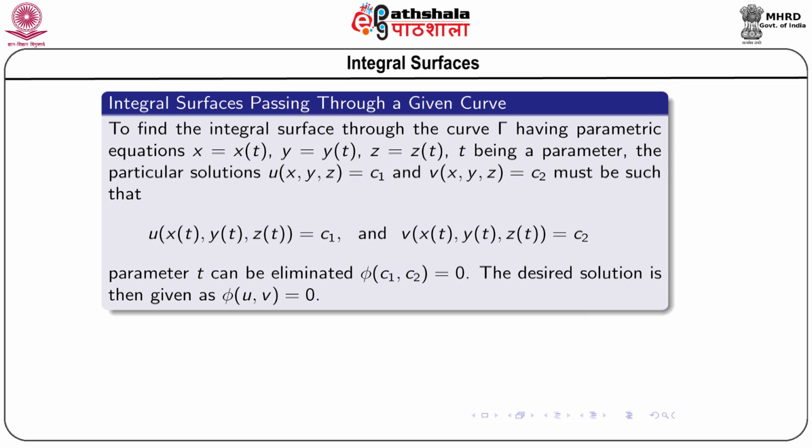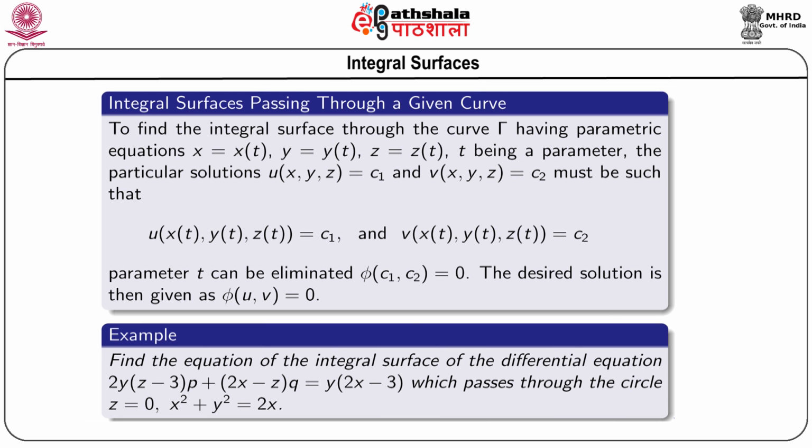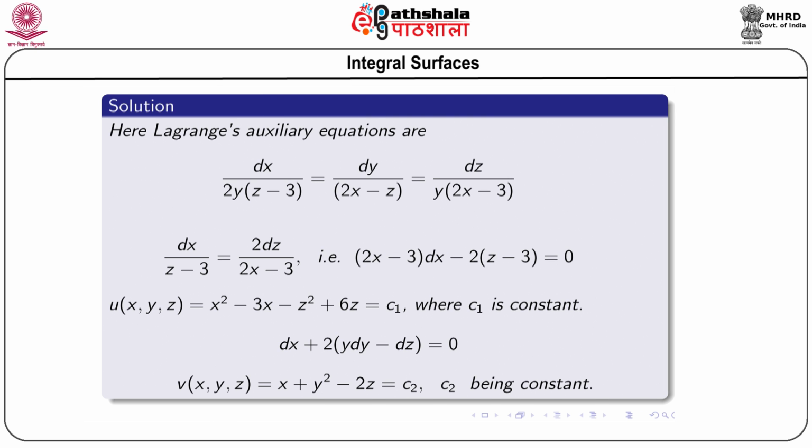Now, I shall illustrate this idea taking one example. Suppose we want to find the integral surface of the quasi-linear equation (2yz minus 3) p plus (2x minus z) q equals y(2x minus 3), and the integral surface which passes through the circle z equals 0, x square plus y square equals 2x. Now, the auxiliary equation for the given equation can be written as dx by this equals dy by this equals dz by y(2x minus 3).